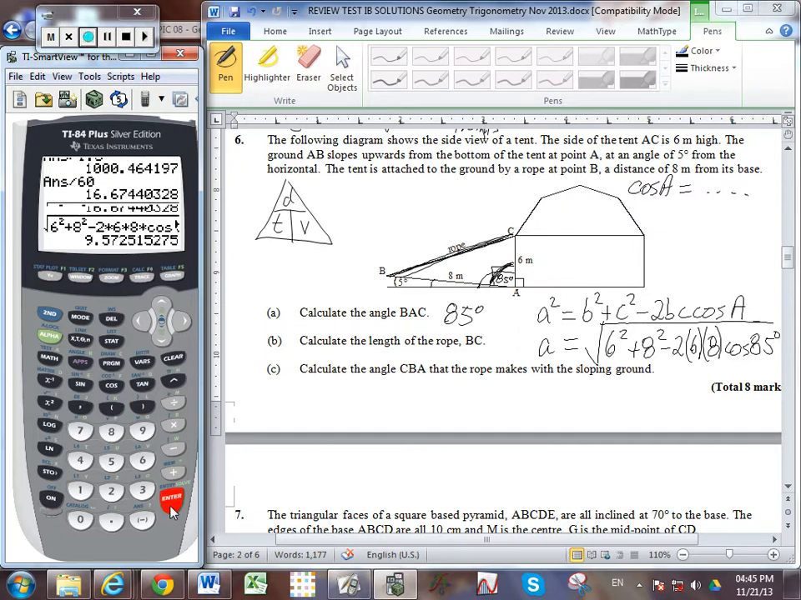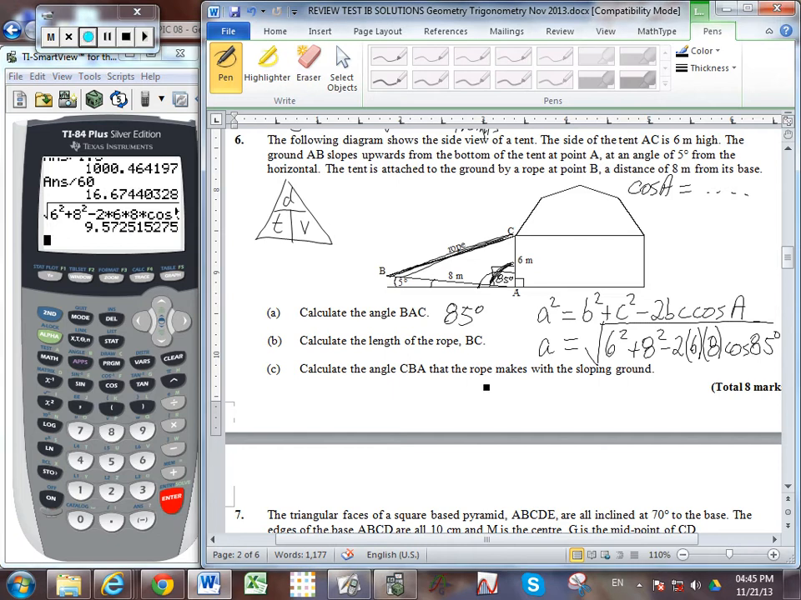So what do we get? 9.57 is the length of the rope. Okay, so BC is 9.57 meters. And lastly, part C, calculate the angle CBA that the rope makes with the sloping ground. So we're looking for this angle right here.